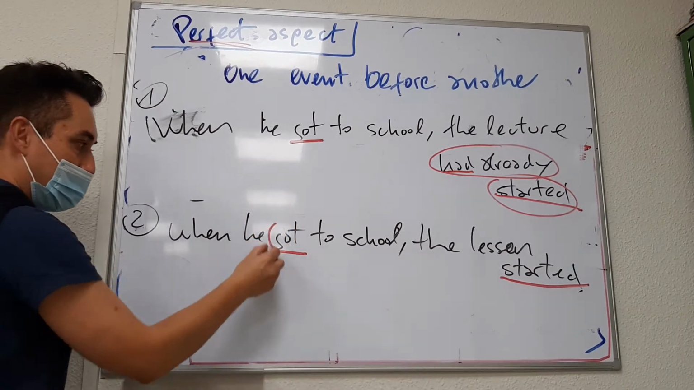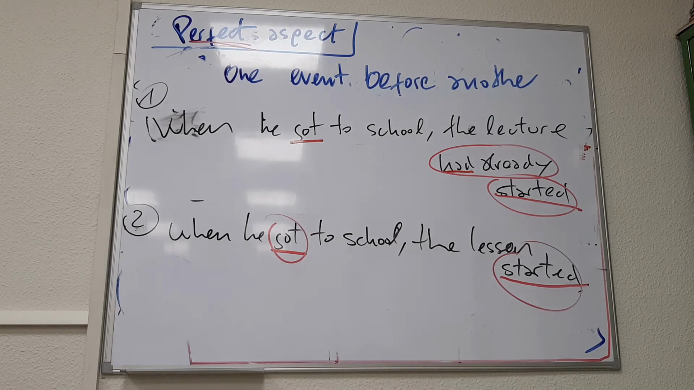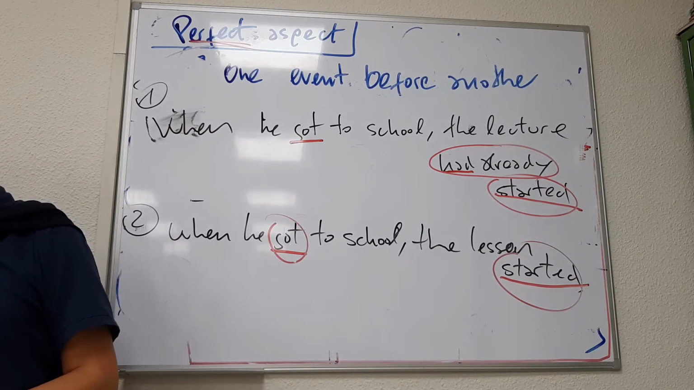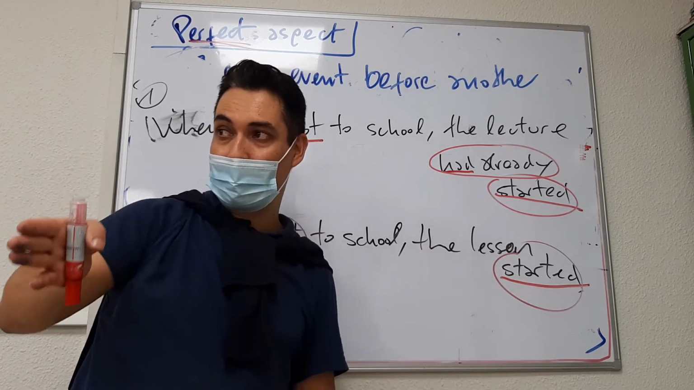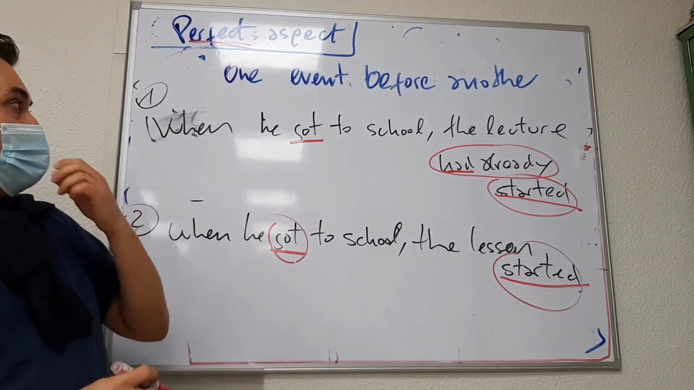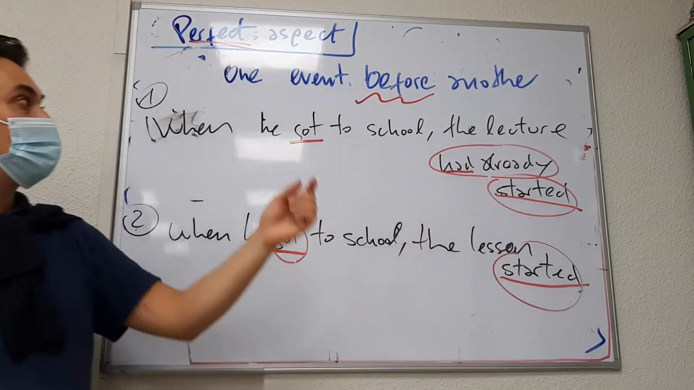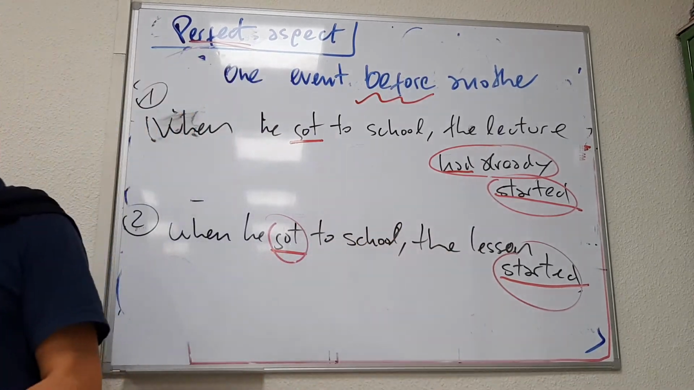However, if I use past simple and past simple, what am I implying here? Consecutiveness, one action after the other, yeah? If I use past simple and past simple, that is consecutiveness, yeah? One action and then the other one, in order, one after the other. So if I want to highlight that one event happened before the other, I need the use of the perfect aspect. In this case, past perfect. So far so good?